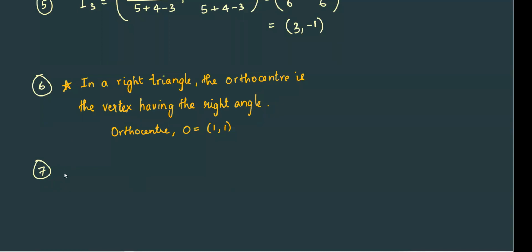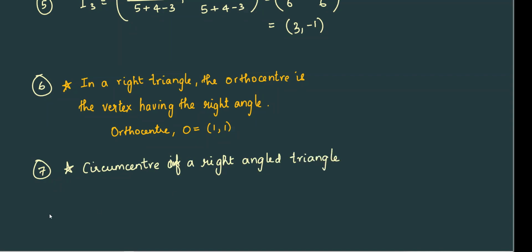Circumcenter. This is another one. The circumcenter of a right angled triangle is the midpoint of the hypotenuse.